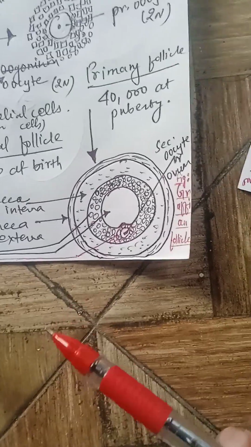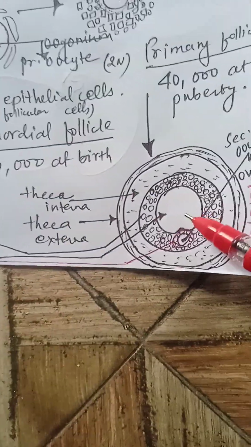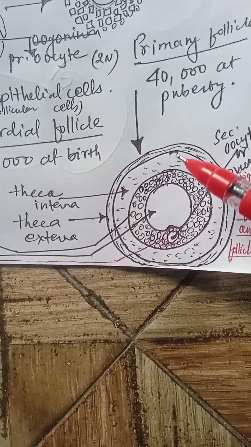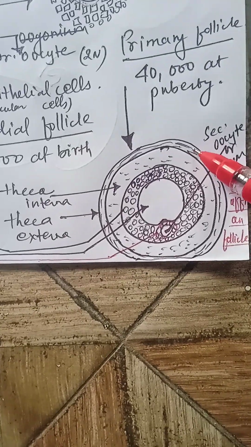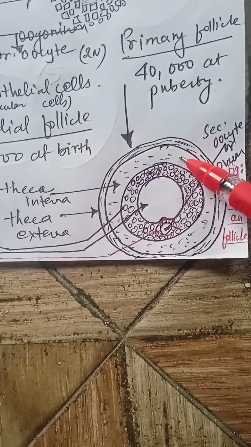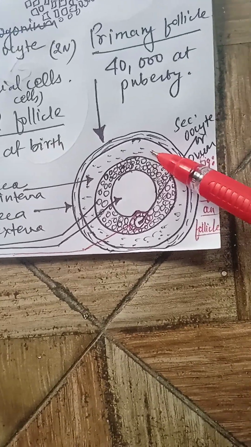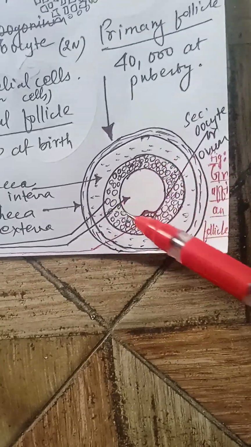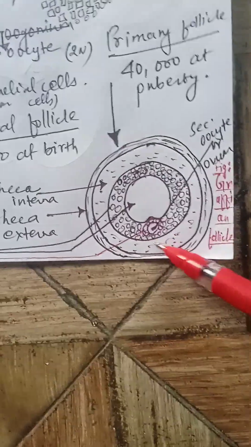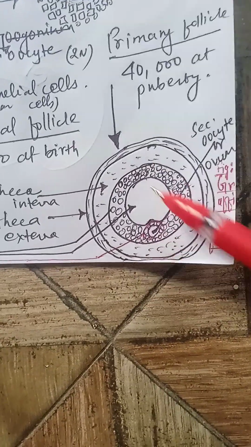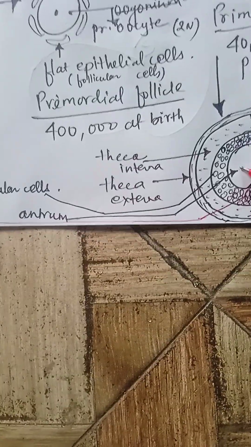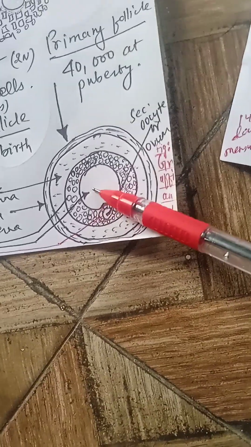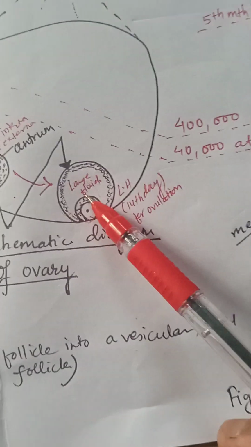Let us see the detailed diagram of the Graafian follicle. We can see here, we must know. The outer part, which is fibrous in nature, is theca externa. The inner thicker part is theca interna, connective in nature. These are follicular cells. Here we have the oocyte or ovum, and this is known as antrum, the space filled with fluid. So this is the structure of the Graafian follicle as it is shown here.